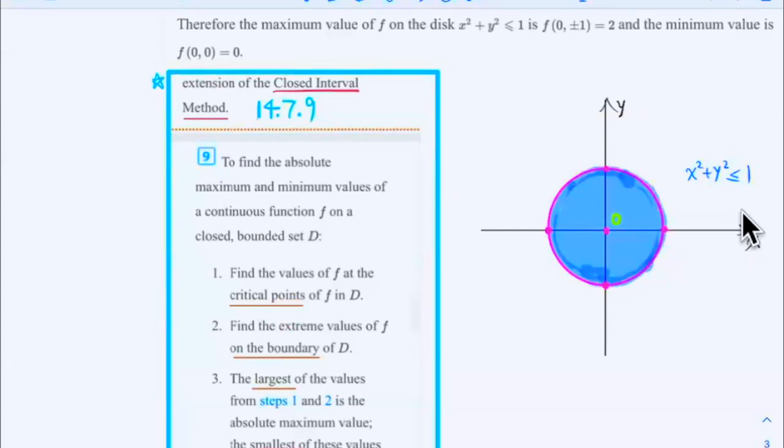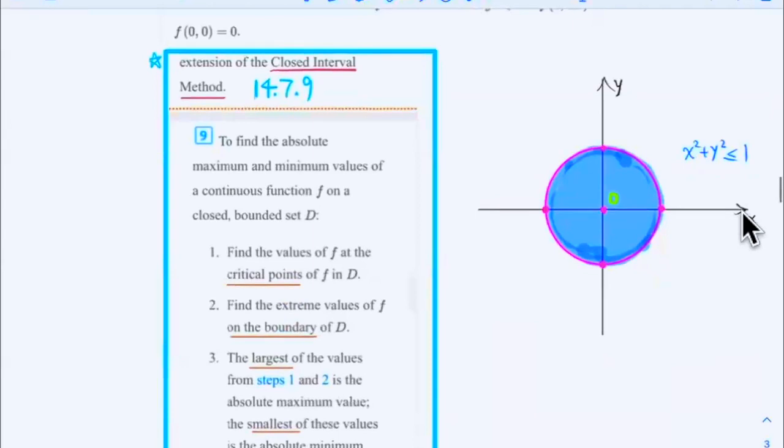Okay. Well, why? Because those extreme values can either happen at the critical points inside or on the boundary. Those are the two possible places, inside on the critical point or on the boundary. So we only look at the extreme values either at critical points or on the boundary.